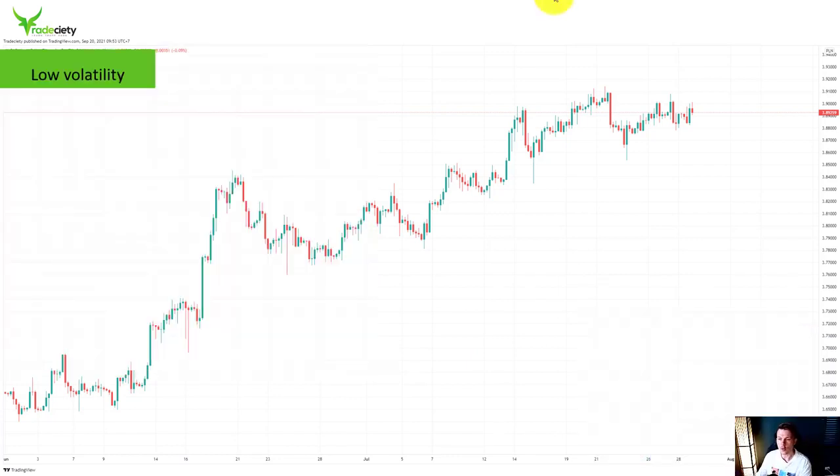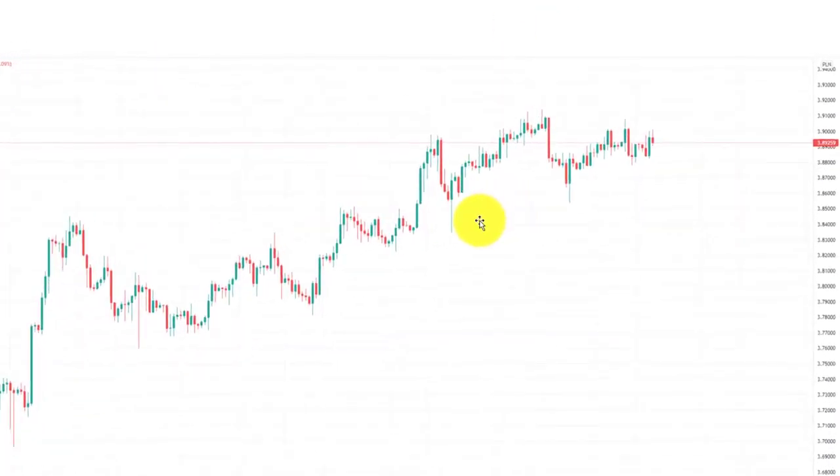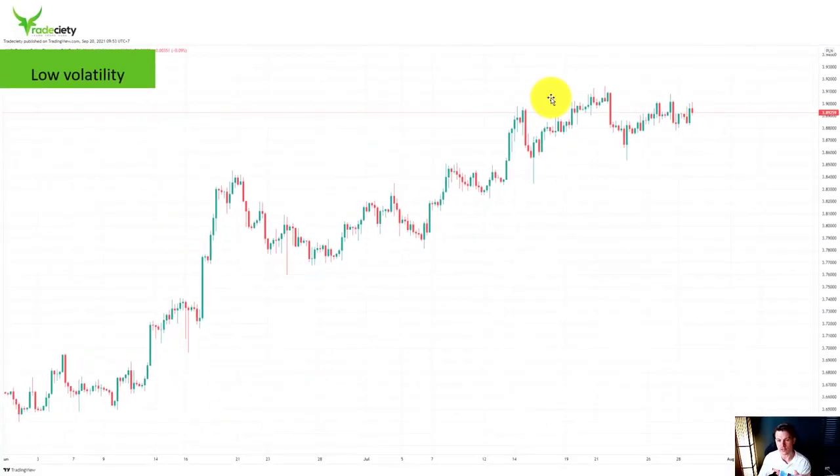So this is what low volatility looks like. You can see the market is moving quite orderly. We have small wicks. There are occasionally maybe a wick or 2 that are a little bit larger, but by and large, the candlestick wicks are relatively small. You don't see a lot of noise. So this is what is considered a low volatility market.